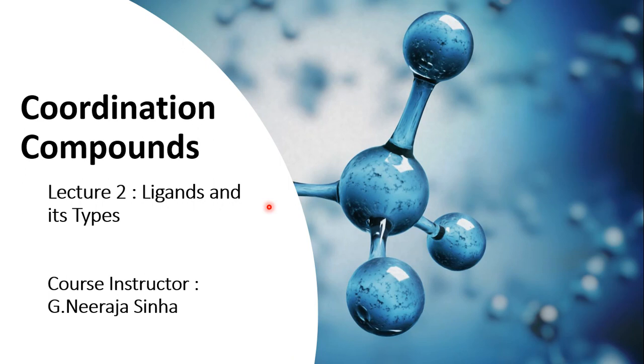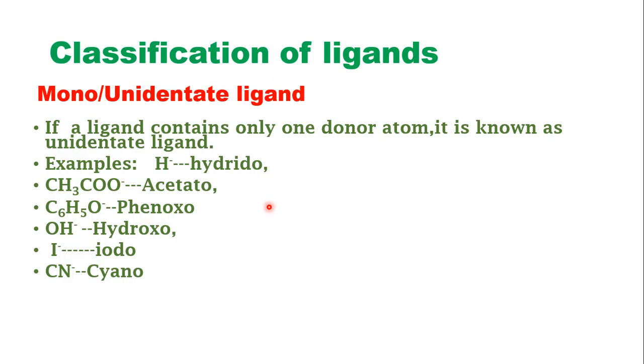The second lecture is on ligands and its types. A ligand is the one which donates a pair of electrons to the central metal ion. So classification of ligands, you have the first one, monodentate or unidentate ligand. Mono means single. So if a ligand contains only one donor atom, that is termed to be unidentate ligands.